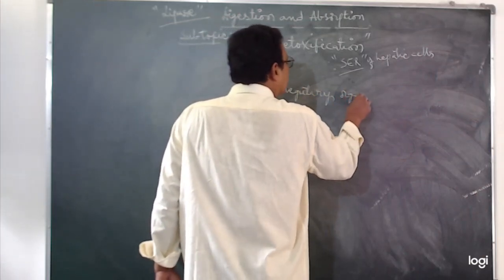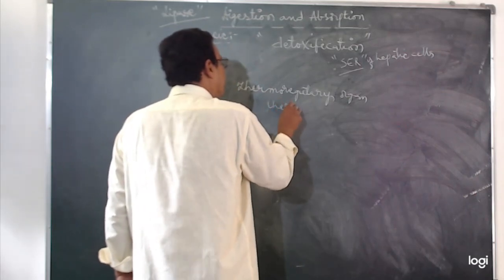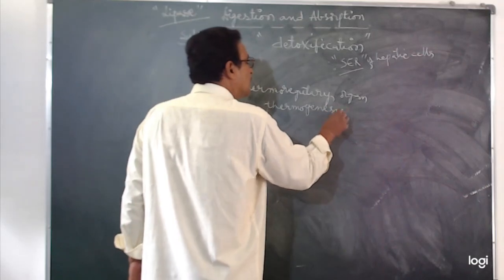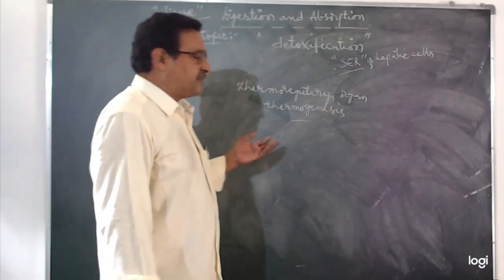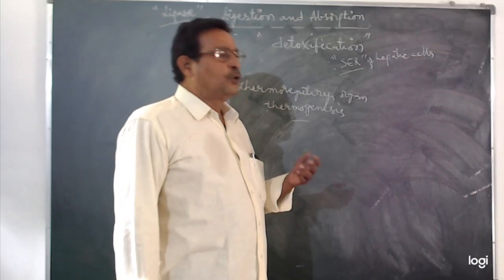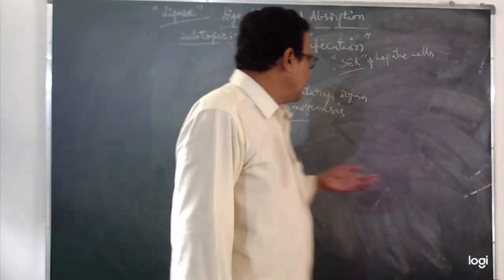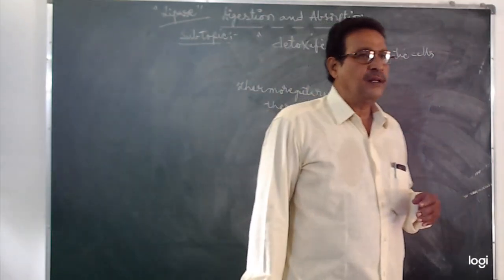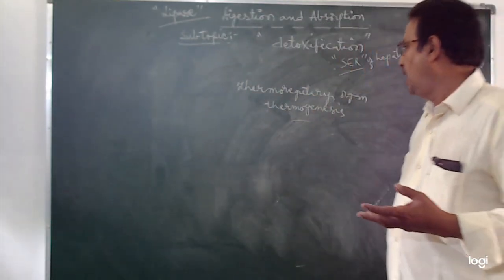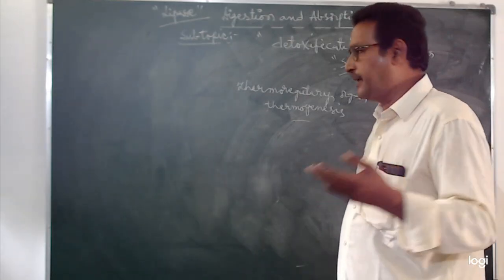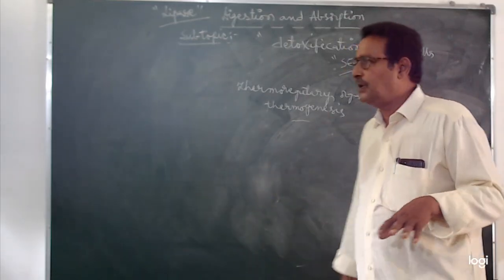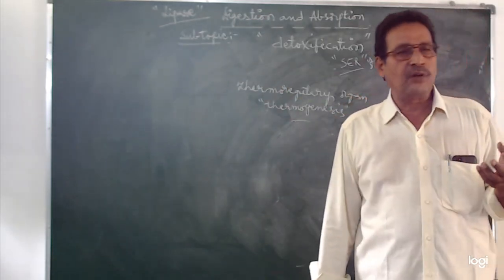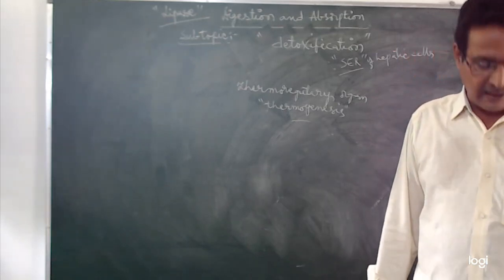Next, the liver also acts as a thermoregulatory organ. Thermogenesis. As it has more glucose reserves, it can act as a thermoregulatory organ by producing heat whenever it is necessary, through a process called thermogenesis. So the liver also acts as a thermoregulatory organ.